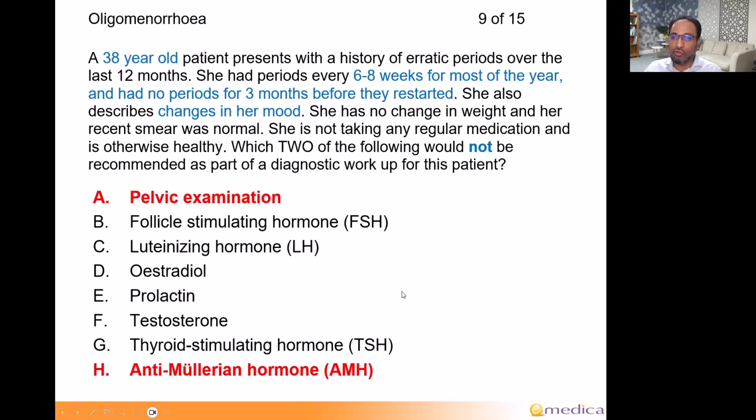So pelvic examination is not recommended in a patient like this, as part of the diagnostic workup for this. You don't want to do an unnecessary internal examination. It's invasive, it's not pleasant. You need to have a good reason for it, okay? Whereas all of these are part of the standard workup.